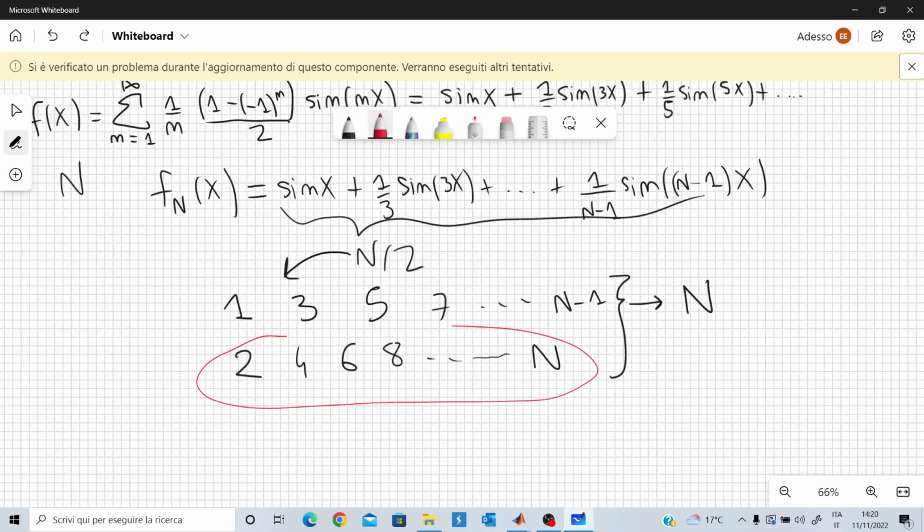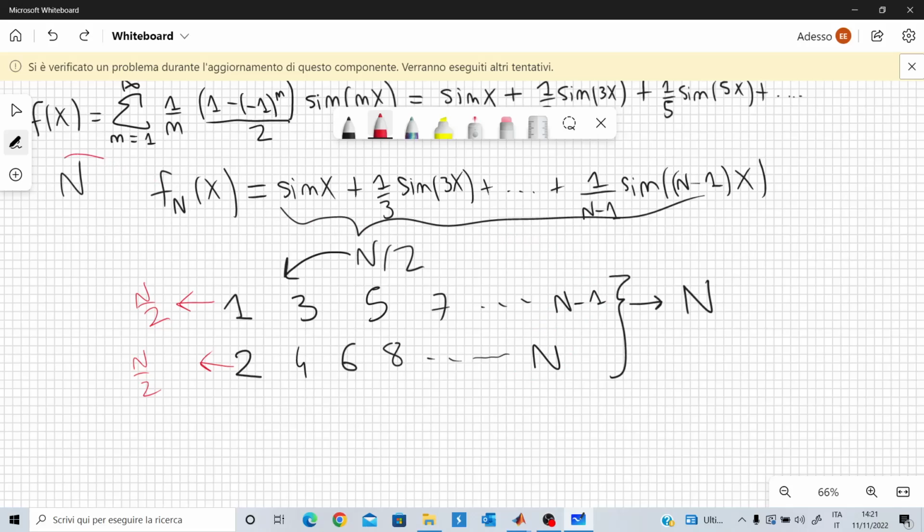But this number of terms is exactly coincident with this number of terms, right? Because 1 corresponds to 2 with a one-to-one correspondence if you want. So 3 corresponds to 4, 5 corresponds to 6, and so on and so forth. So there is a one-to-one correspondence, which means that the number of these terms is coincident with the number of these terms. But 2, 4, 6, 8, all the way up to N, how many terms do we have? Well, we get N over 2 terms. So this will be N over 2, and this will be N over 2 as well. This means that this will have to be odd, whereas this will have to be even.